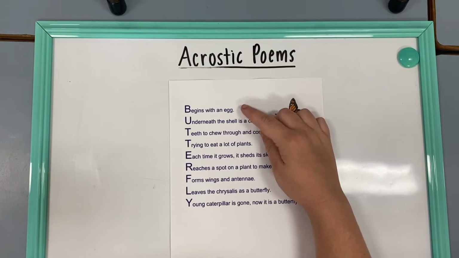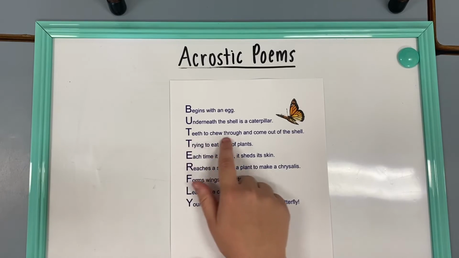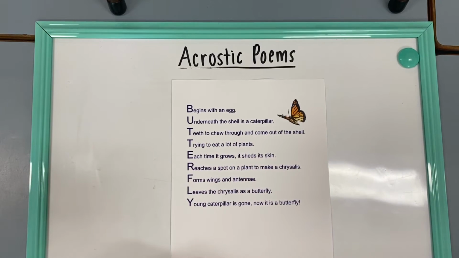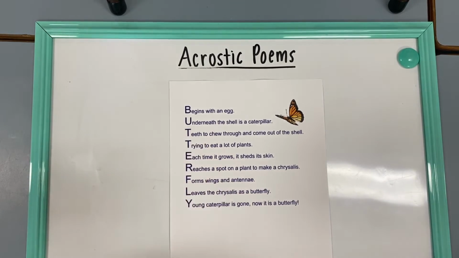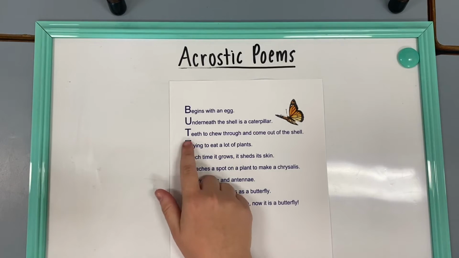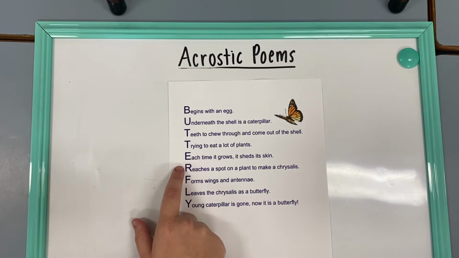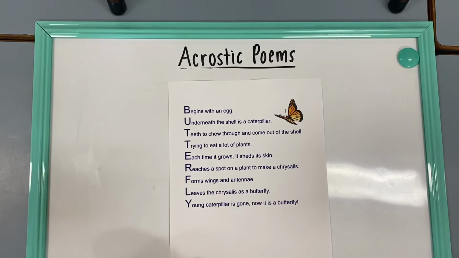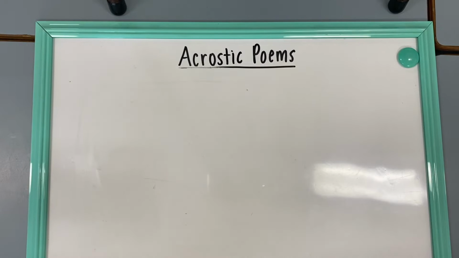Something else to remember, make sure that you're writing more than one word to describe your topic. So the person who has written this poem has made sure that they've got a phrase to describe something about the butterfly. I really like this one here with the letter T, teeth to chew through and come out of the shell. It's telling us what the butterfly's teeth are used for and where they might be coming out from. All of the other phrases, they also describe something about the butterfly, so that's a really important thing to remember. What you're writing in your poem is actually a fact about a sloth when we come to it.